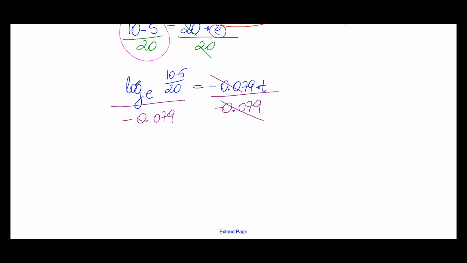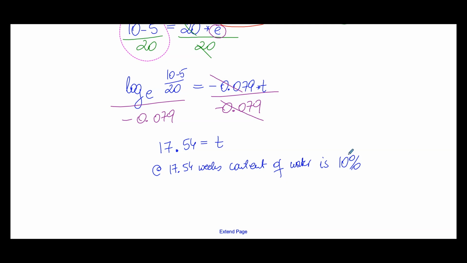So we have t and we have that number. Then we take that number and put it in the calculator, and we get 17.54. That is the value of t. So exactly at 17.54 weeks, the content of water is 10%.